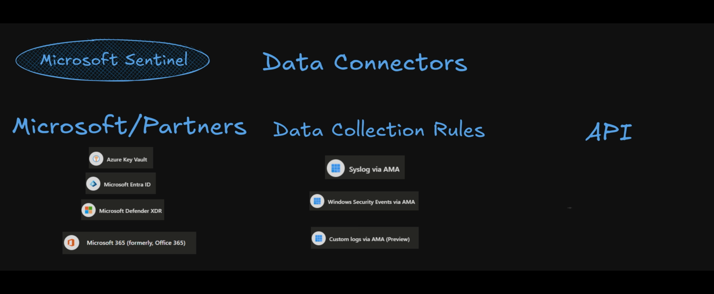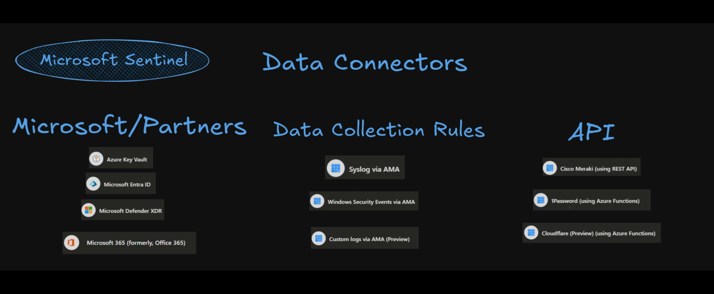And the last category is API connectors. These often require extra configuration on the third-party side. For example, integrating with 1Password requires enabling an API key in their portal and then deploying an Azure function to pull data into Sentinel. This can be more complex and time-consuming to implement. And today, we'll focus on Microsoft and partner connectors to ingest our first data into Sentinel.